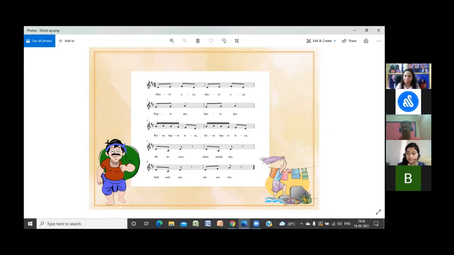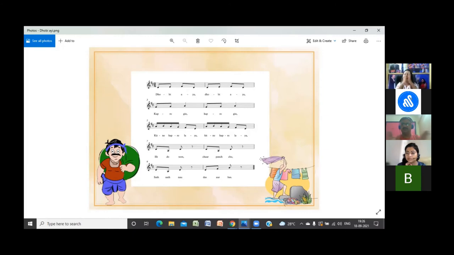Just the opposite. Can we do that? Yes, of course. One, slower tempo, not very fast. One, two, off we go.